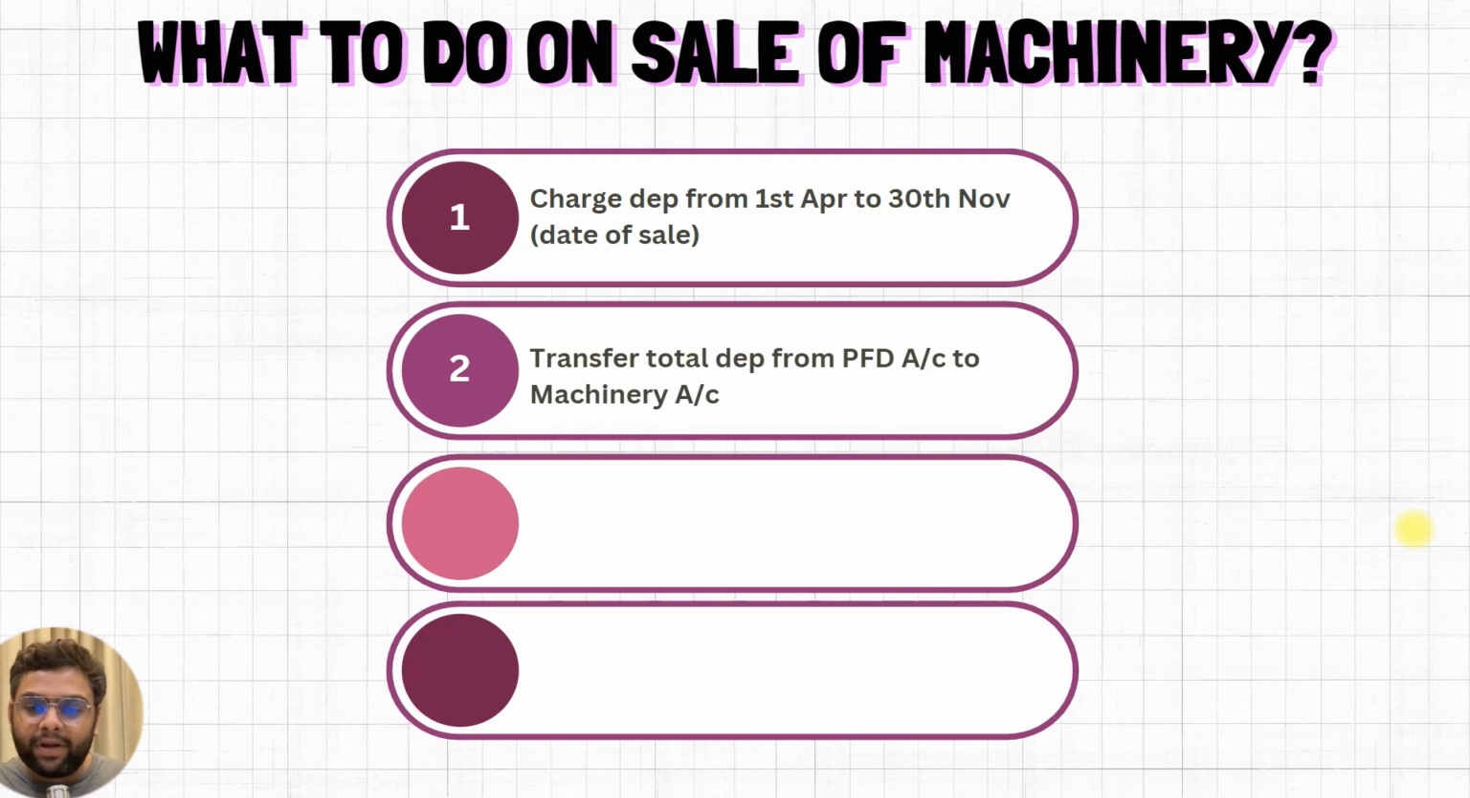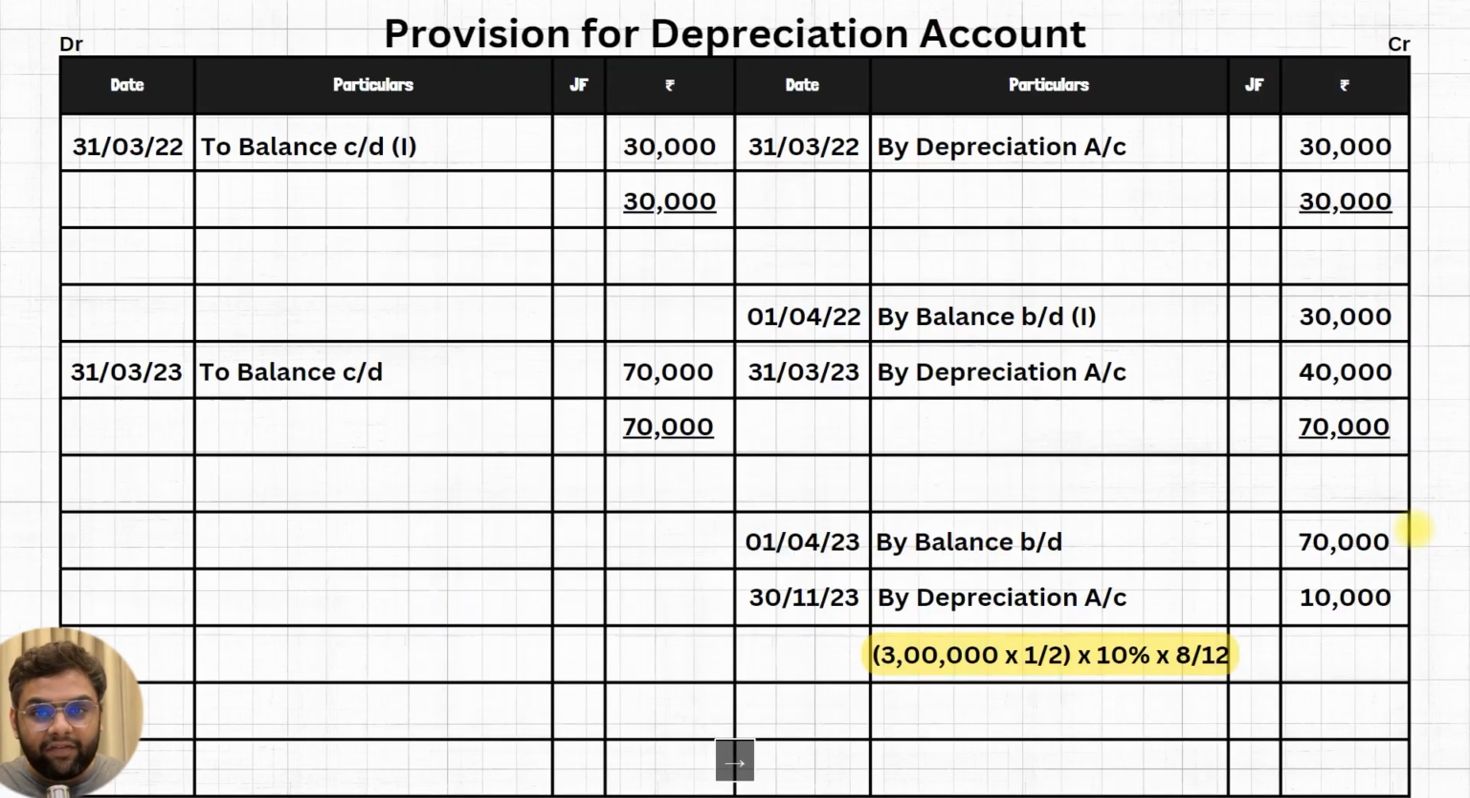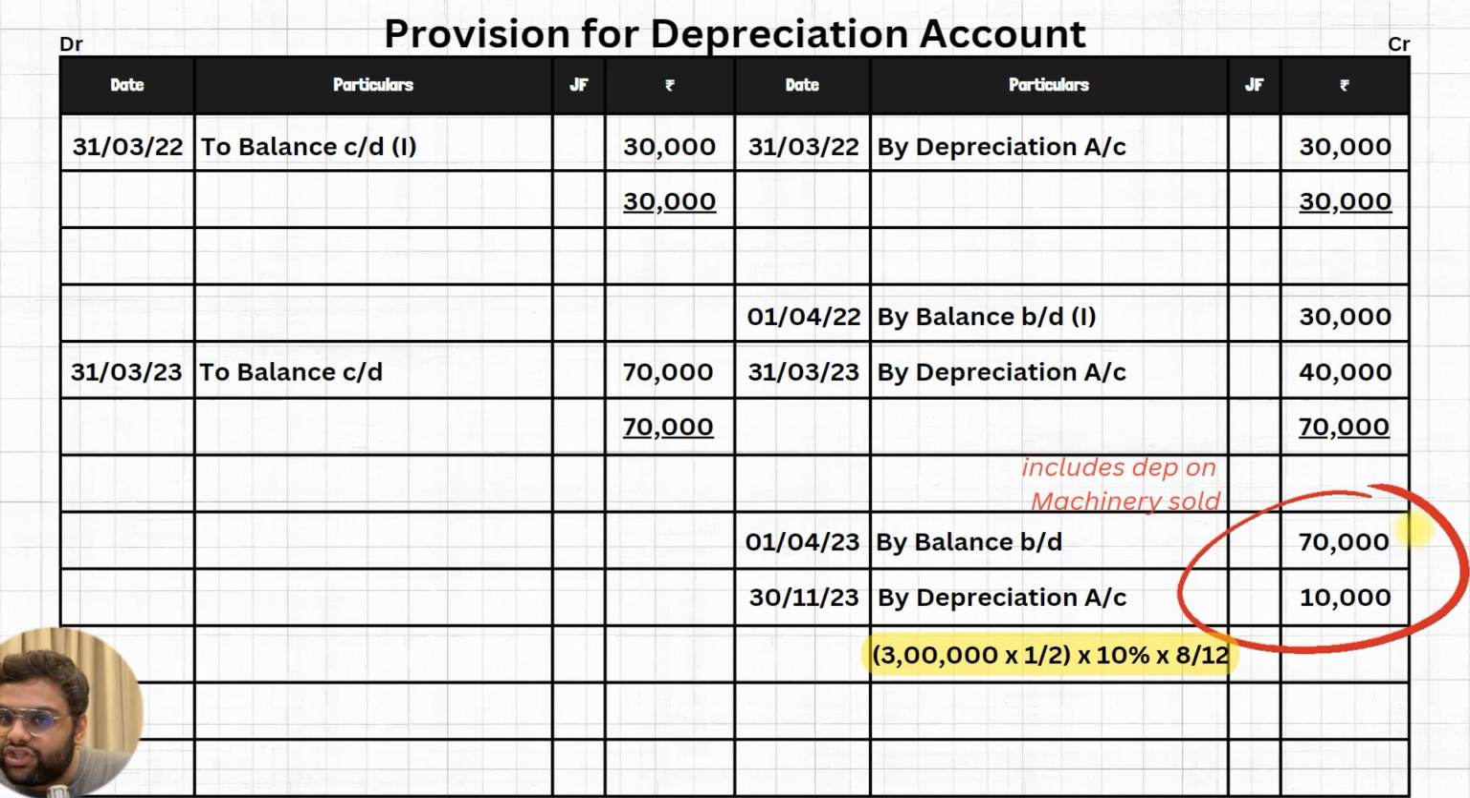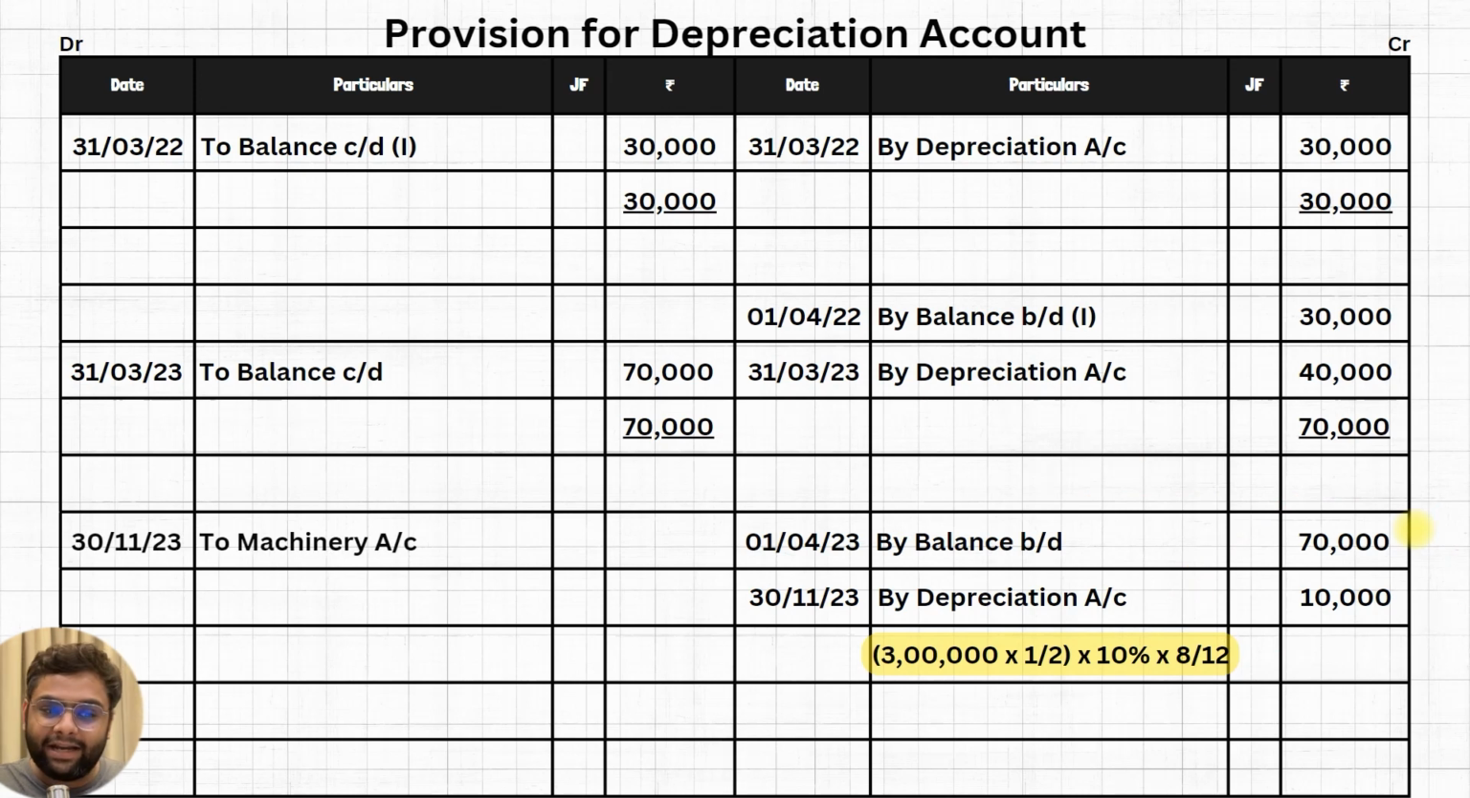Step number 2. Transfer total depreciation from PFD account to machinery account. अगर आप PFD account के credit side पे देखो, so 70 and 10 includes that depreciation on the machinery sold, तो उतना depreciation you will have to throw out. How do we throw it out? By debiting it on the date of sale and transferring it to machinery account. But what will be the amount?